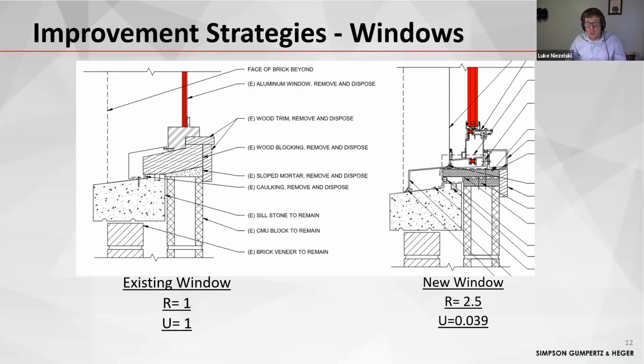Whenever you have a new window project, let's pick a high performance window that has a good U value and then address the air leakage around the window. You know, the roof and the windows, eventually they're going to need to be replaced. Let's do it right when we get to it.